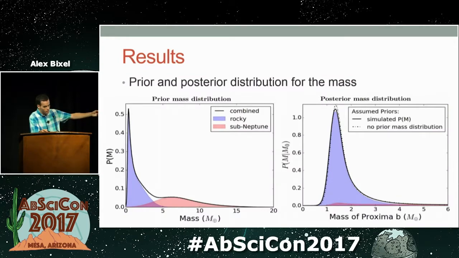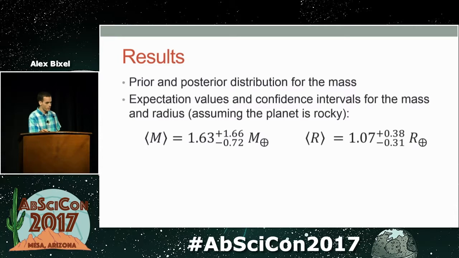I'll direct your attention to the right panel here. This represents a posterior mass distribution for the actual mass of Proxima Cen b. I've decomposed it into a blue shaded region representing a rocky population and a red shaded region representing what I call a sub-Neptune population, basically with a large volatile component or perhaps ice fraction. And of course, we see that the rocky population dominates the posterior mass distribution, as we should expect for such a low mass planet.